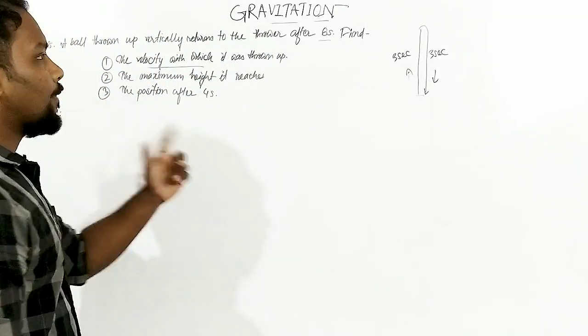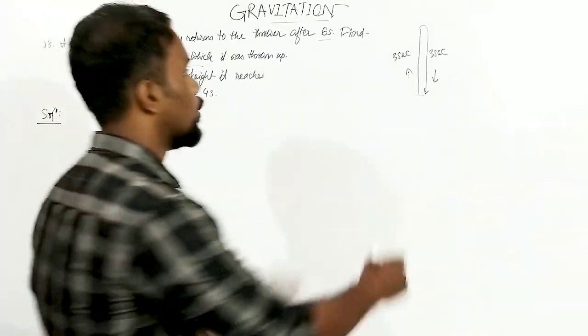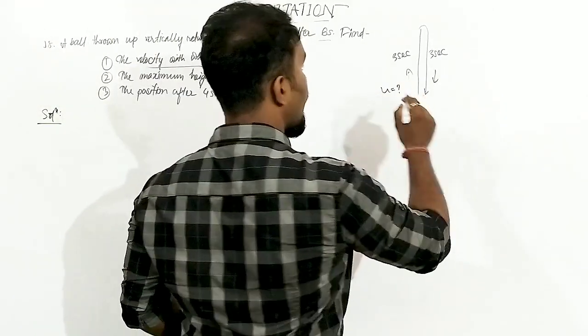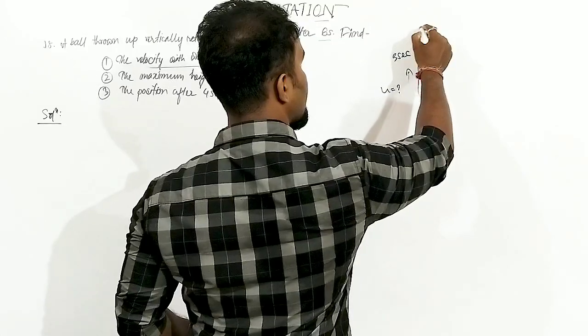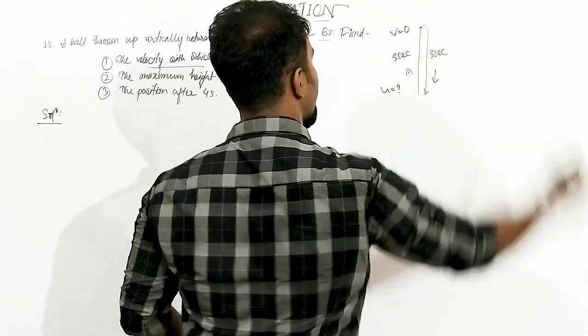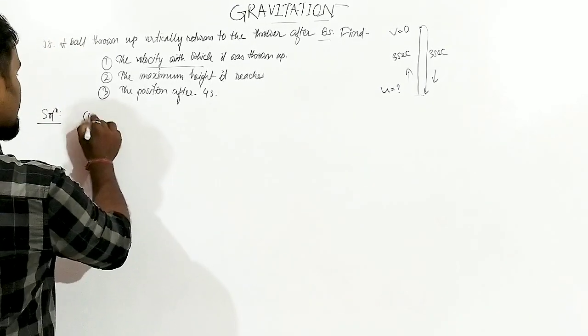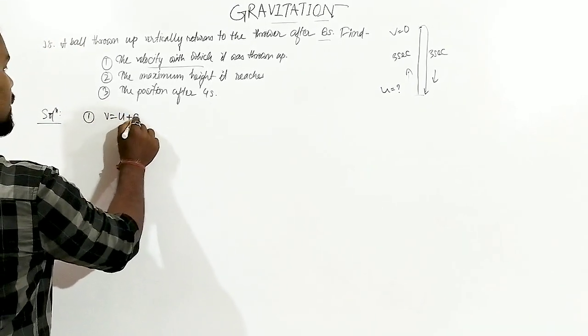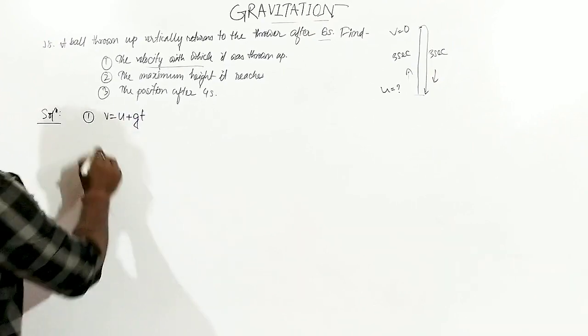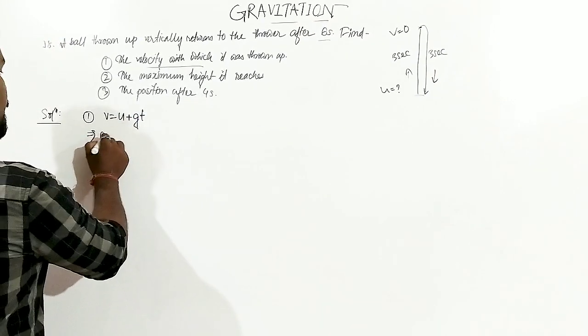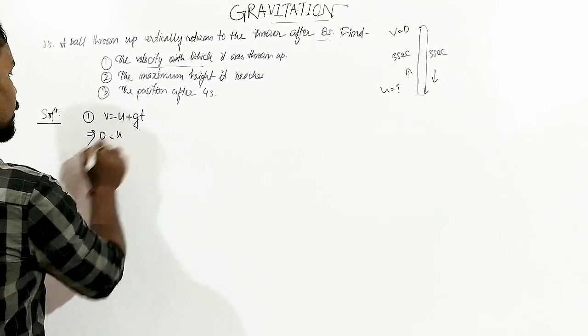Now we have to calculate the velocity with which the ball is actually thrown up. That means we have to calculate the u here. For the first case, to reach that height, the v is going to be 0. Again, we know the time, so you will use the relation v equal to u plus gt. So here the velocity v is 0 and we need to calculate the u.